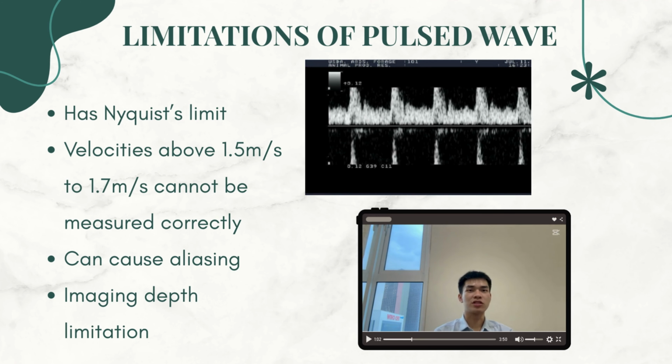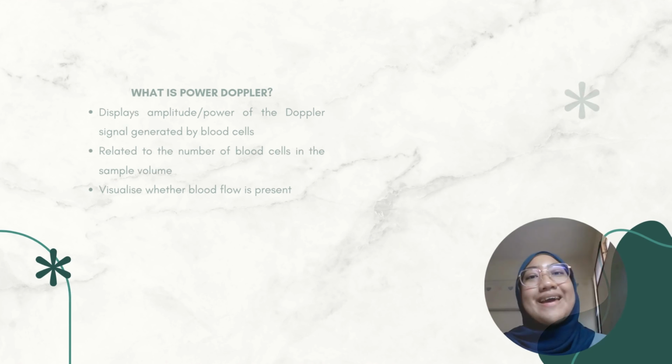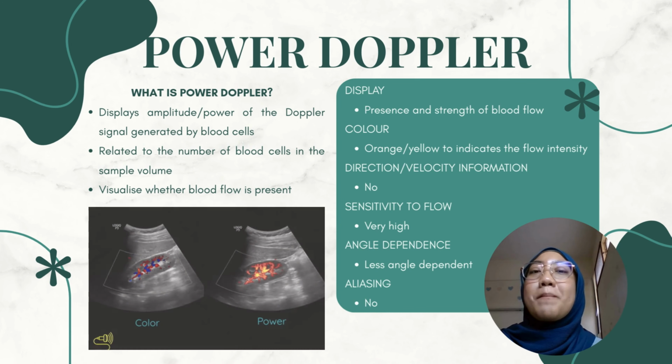The downside of pulse wave Doppler is it has a Nyquist limit, which is calculated as half of the pulse repetition frequency. Velocities above 1.5 to 1.7 meters per second cannot be measured correctly. If the blood flow is faster than the Nyquist limit, the ultrasound can give false information about the blood flow, leading to an artifact called aliasing. It also has imaging depth limitation, as a lower PRF, which is the pulse repetition frequency, is needed for deeper areas, and this will lower the Nyquist limit as fewer pulses are sent out and thus increase the chance of aliasing.